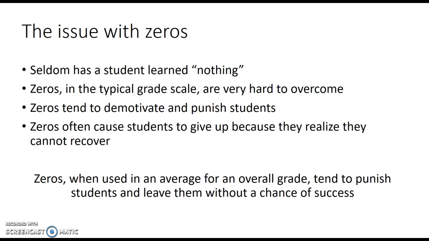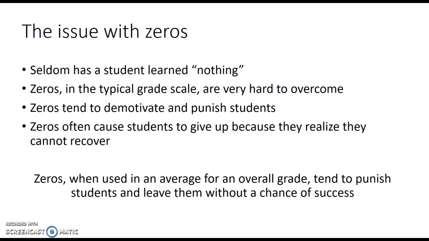When we have a zero, for instance, we all know what happens when you have two tests and one is a 0 and one is 100. You look like you've only learned 50% of the material when in fact the story isn't being told by the averages. So when we have outlier grades like zeros, they tend to punish students. They tend to lower grades. And that often is something that causes students to give up because they can't recover from it.